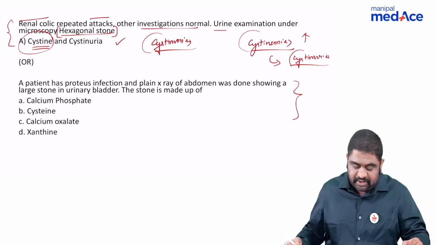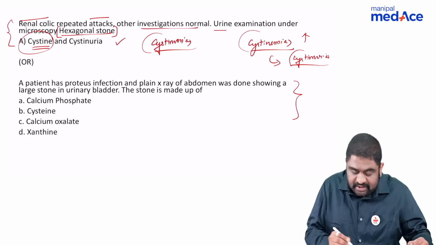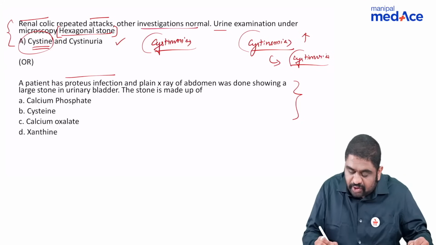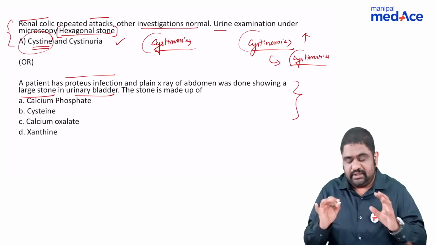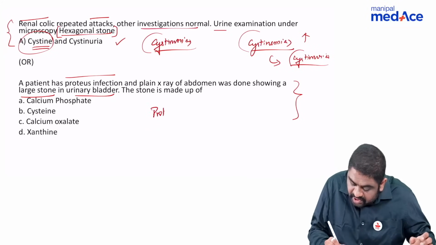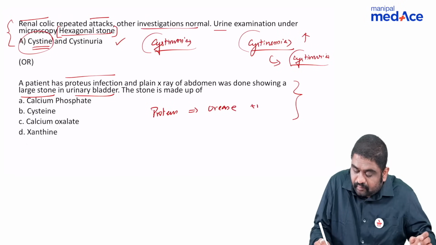Now, look at the next question. This is a microbiology question. A patient has Proteus infection. Plain X-ray of abdomen was done showing a large stone in the urinary bladder. The stone is made up of what? See, Proteus is a urease positive organism.